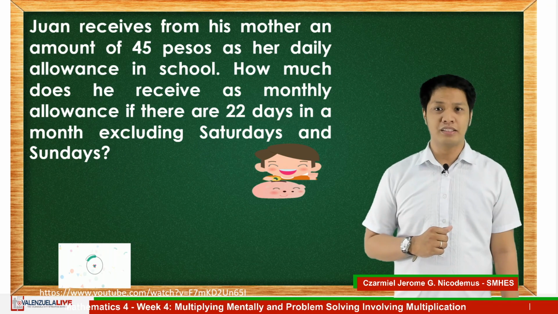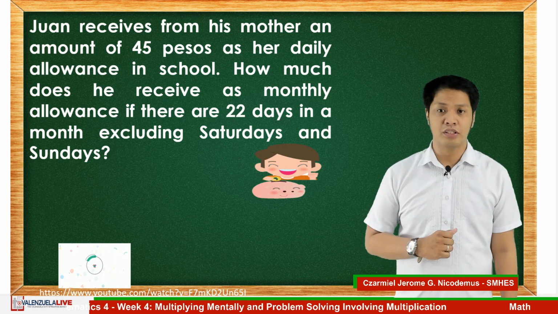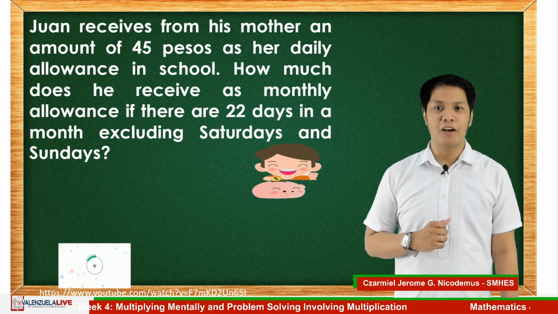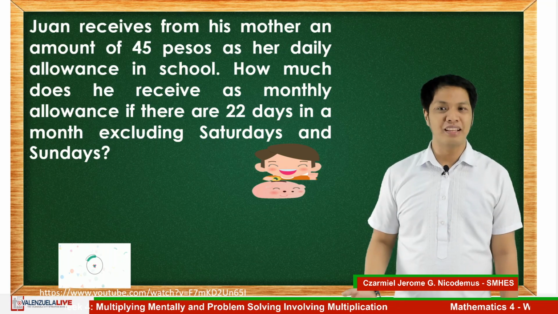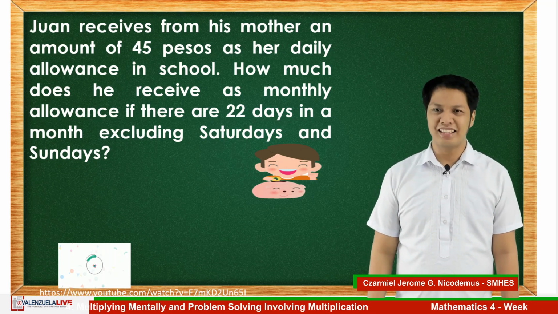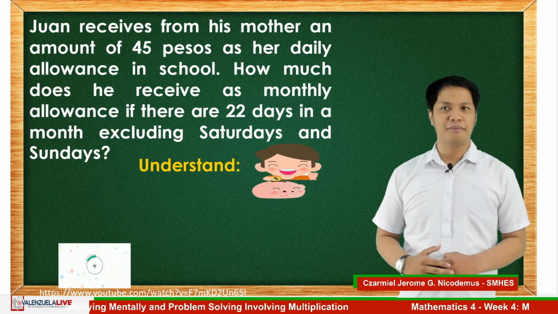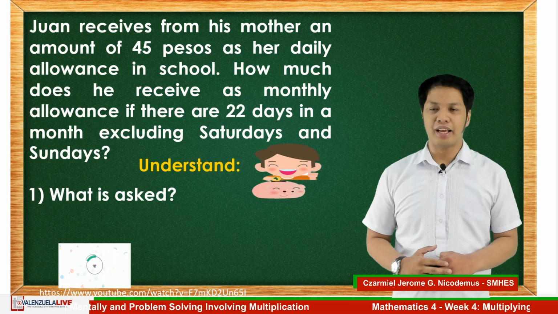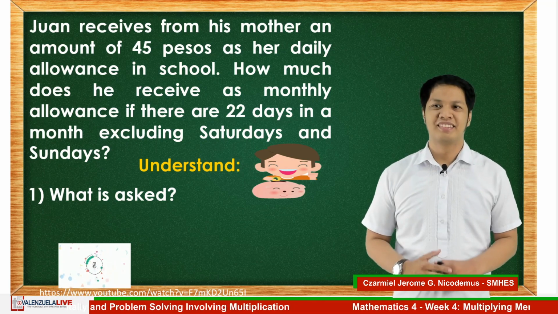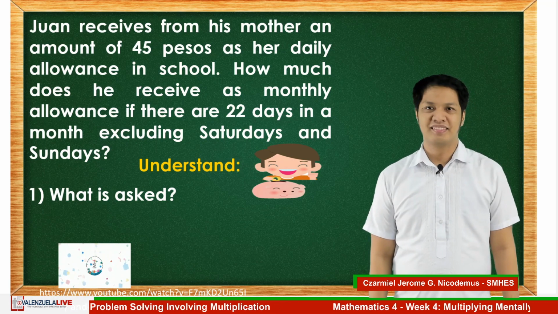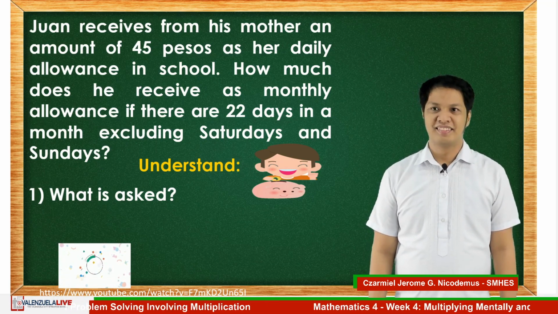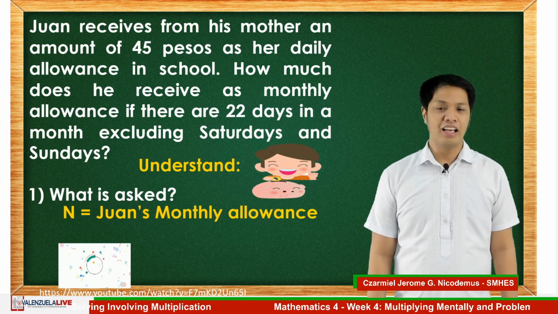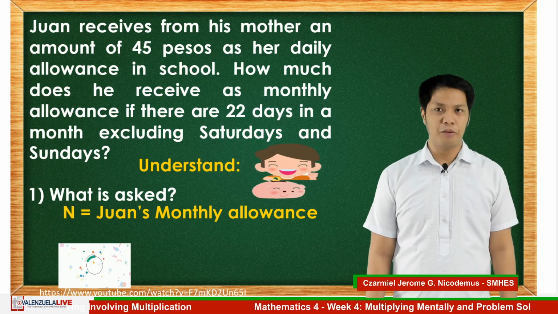Juan received from his mother an amount of 45 pesos as his daily allowance in school. How much does he receive as monthly allowance? There are 22 days in a month, excluding Saturday and Sunday. Let us understand the problem. Question number 1. What is asked in the problem? Your time starts now. What is asked in the problem? N equals Juan's monthly allowance.